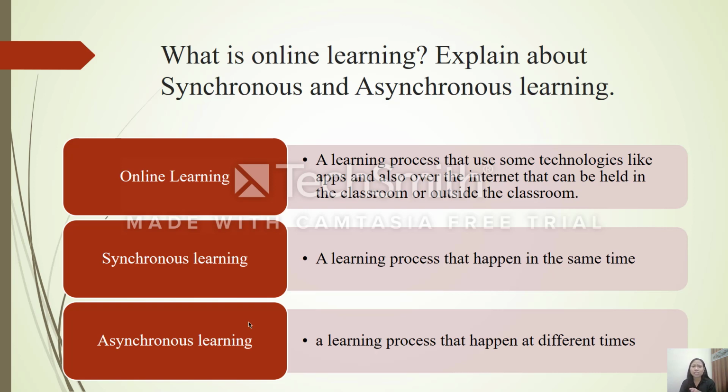So, firstly, as I said before, this is about an e-learning course, so it is about online learning. Online learning is a learning process that uses technologies like apps and the internet, and it can be held in the classroom or outside the classroom. The apps I mean are like Schoology, which can be used in the learning process. In online learning, there are two types.